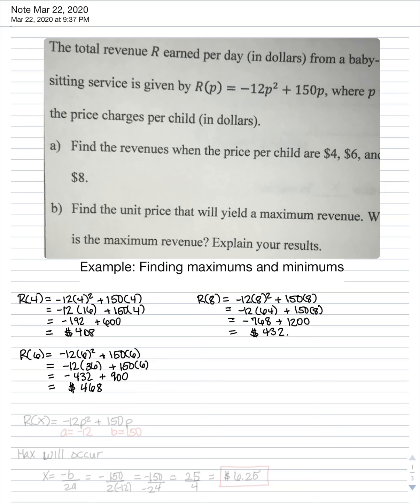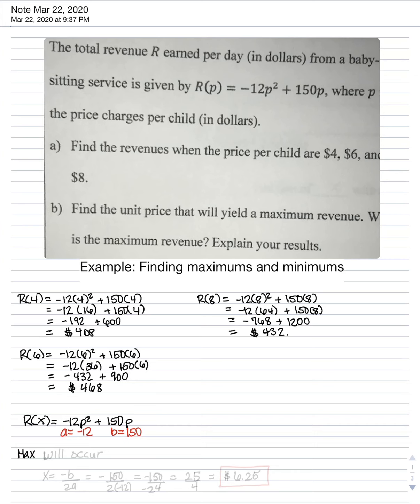And because this is a parabola, and our coefficient is negative 12, we know that we're going to open down, so we will have a maximum value. So now let's go ahead and write some of that down for part B. So part B, our revenue is given by negative 12p squared plus 150p. So in this function, we see that our coefficient a is equal to negative 12 and b is equal to 150.